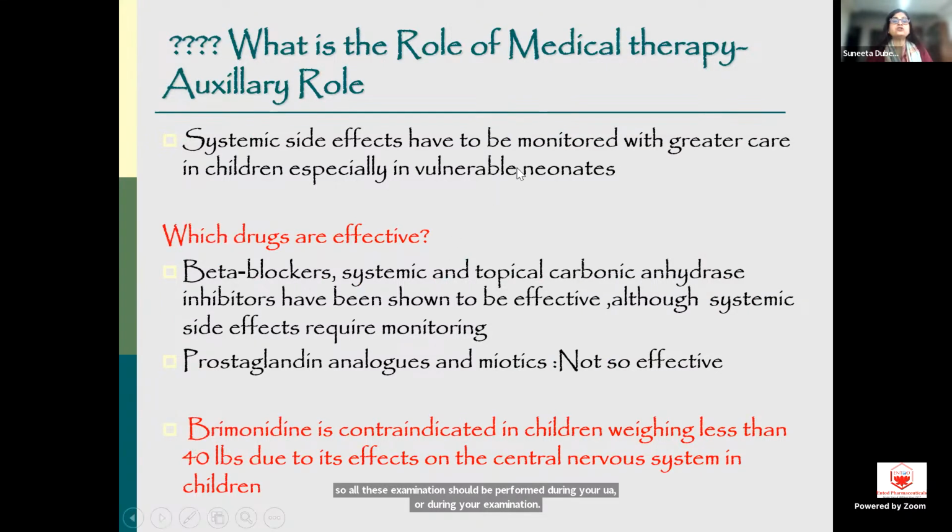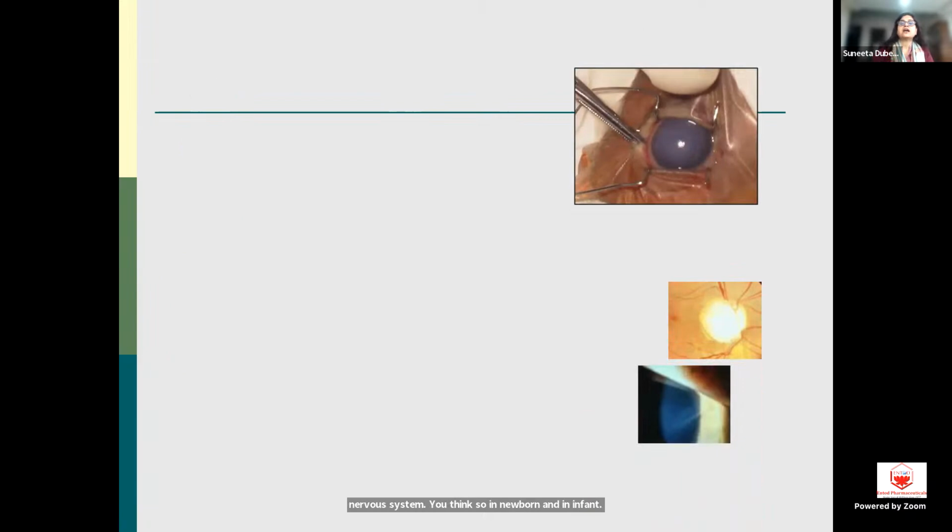Now, the question is whether you can use medical management for primary congenital glaucoma. Primary congenital glaucoma is a surgical disease. You cannot manage it with medication alone, but medications are used as a temporary measure while the child is getting ready for surgery. If he's unfit for some time, then you can use these medications. You can use beta blockers or topical carbonic anhydrase inhibitors. And mind you, brimonidine is absolutely contraindicated in children who are less than 20 kgs because of its disastrous central nervous system effects. In newborns and infants, it is absolutely contraindicated. One cannot give this eye drop.